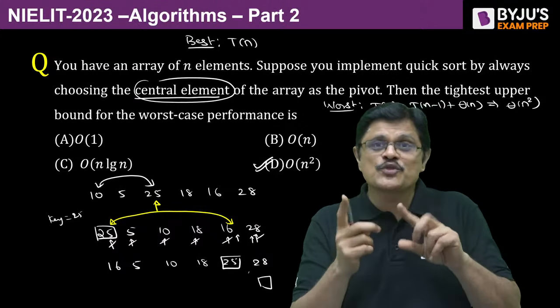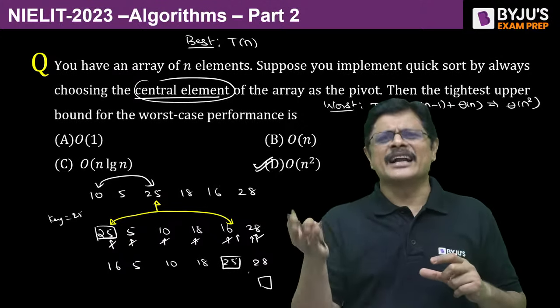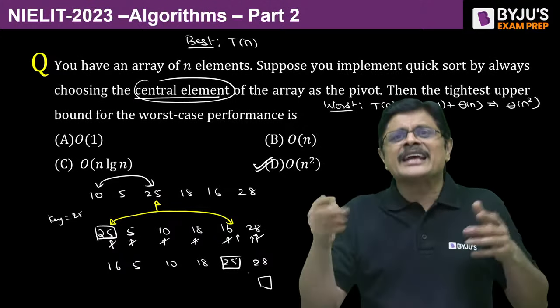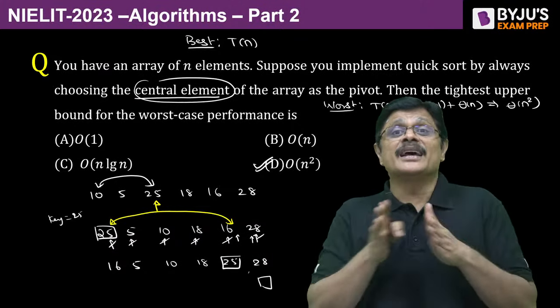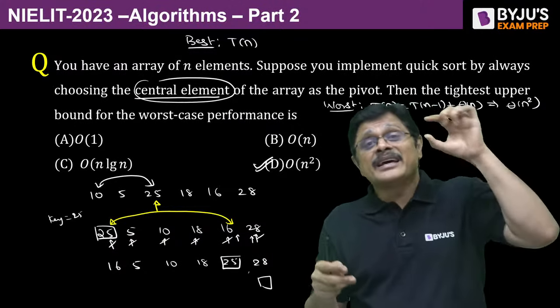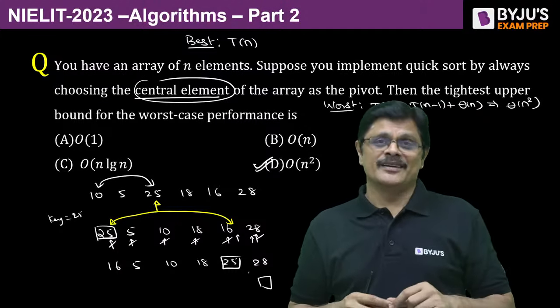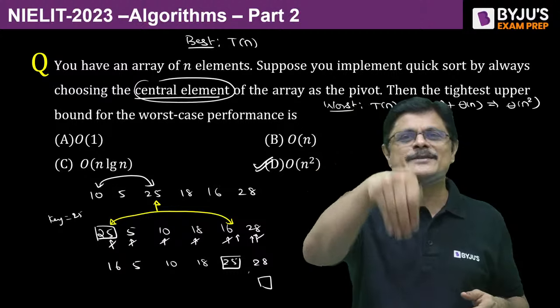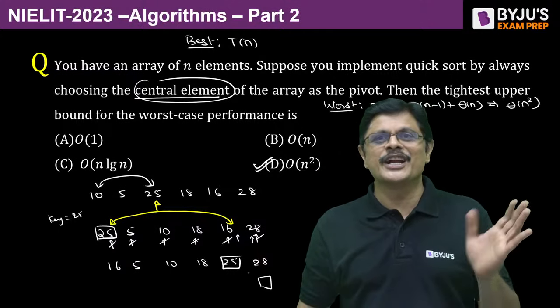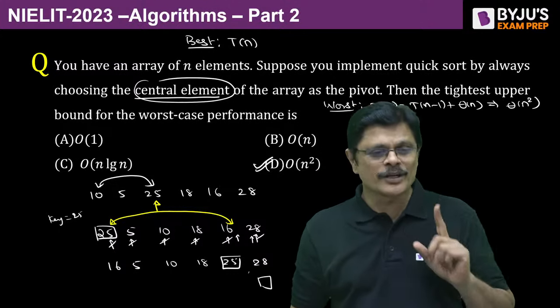Don't confuse median and central, sir. The central element is the element in the array's central position. It need not be the median of the array. The median of the array means, in the sorted array, the central element is called the median. Whereas the central element means in the array, the element which is sitting at that particular position. It need not be a sorted array. Note that difference.